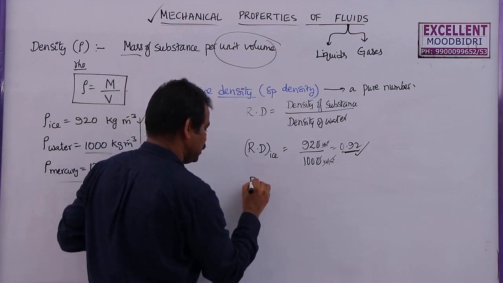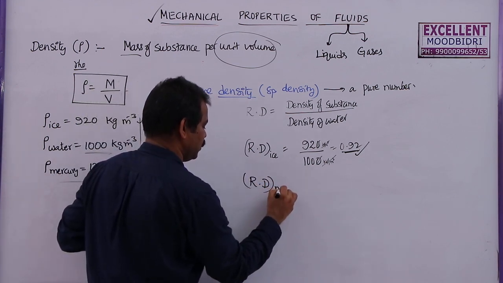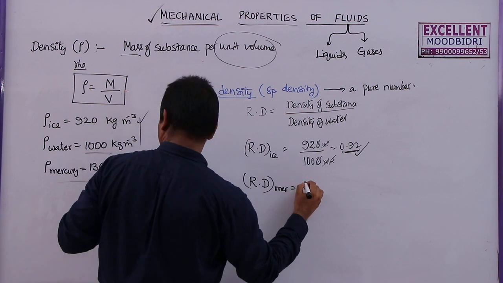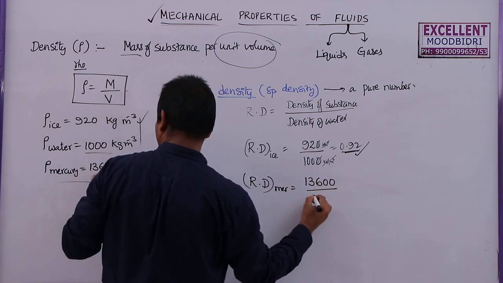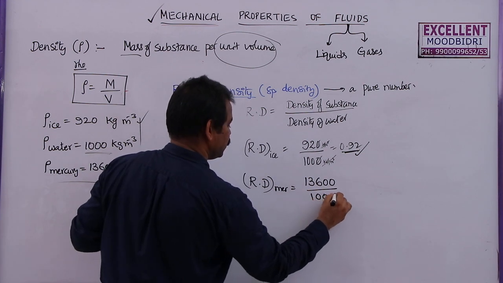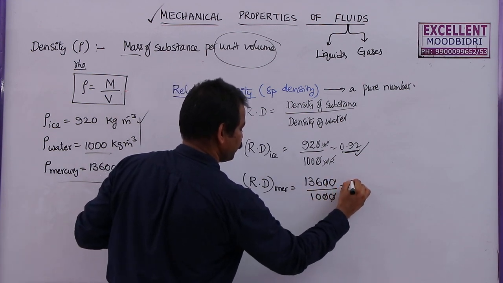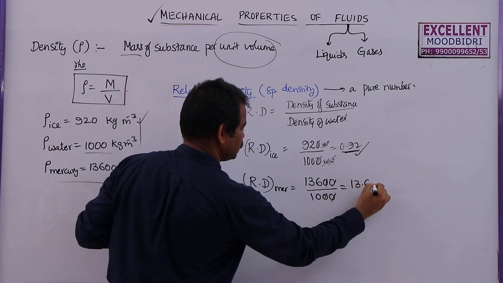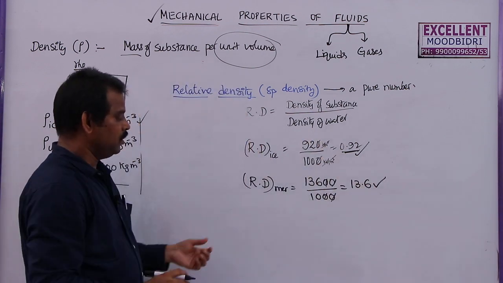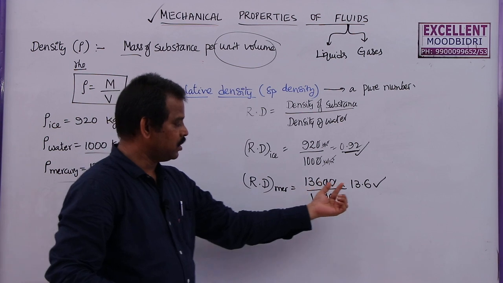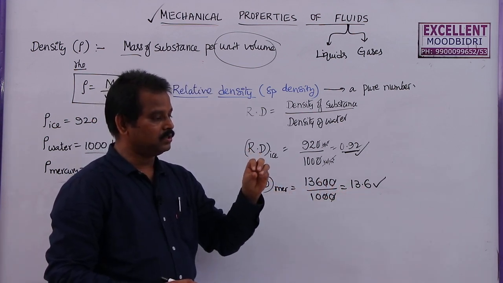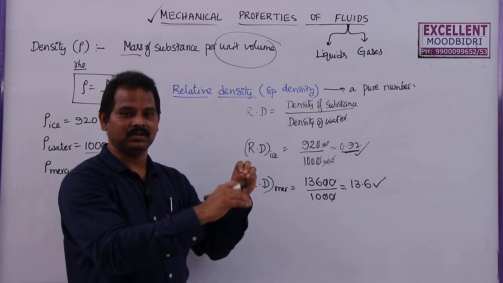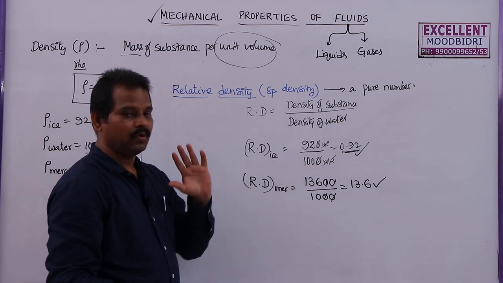Similarly, what is the relative density of mercury? This is the density of mercury, 13,600, by the density of water, 1000. So this will become 13.6. This is a pure number. So the relative density of mercury is 13.6. The meaning of this one is, the density of mercury is 13.6 times more than the density of water.